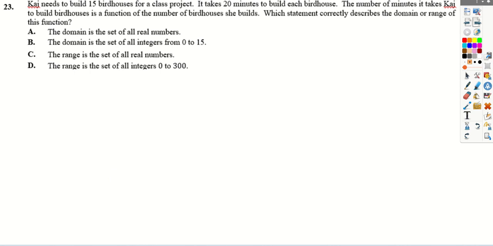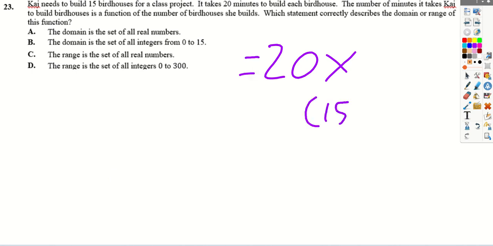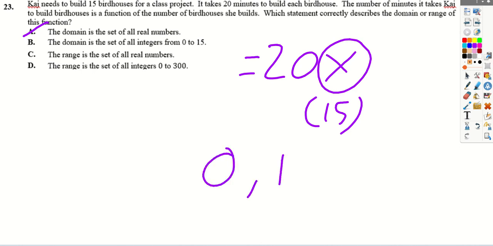All right, Kasia needs to build a birdhouse for a project, and it takes 20 minutes per birdhouse. He needs to finish after he has built 15 birdhouses. The number of minutes it takes for him to build the birdhouses is which one? So domain would be our x values, and it says all real numbers. That means I could have negative birdhouses. So that's not true. Domain is integers from 0 to 15. So that means I could have 0 birdhouses, 1 birdhouse, 2, 4, all the way up to 15.